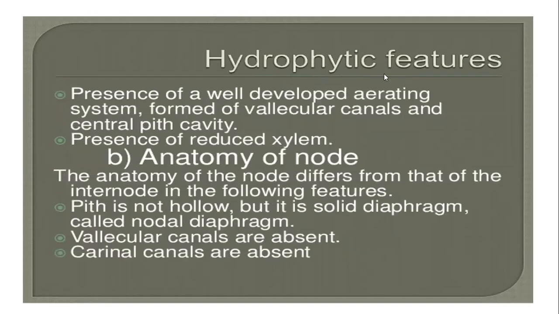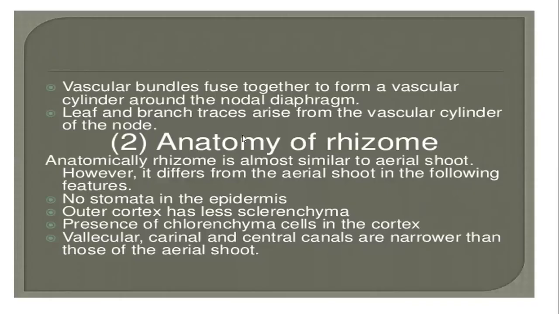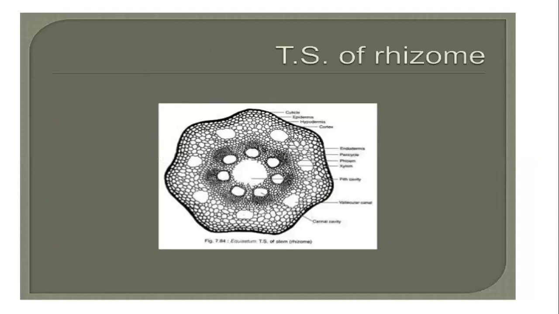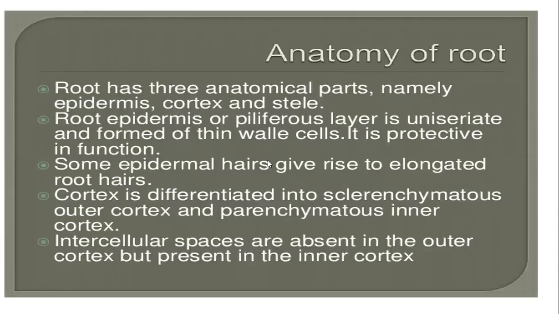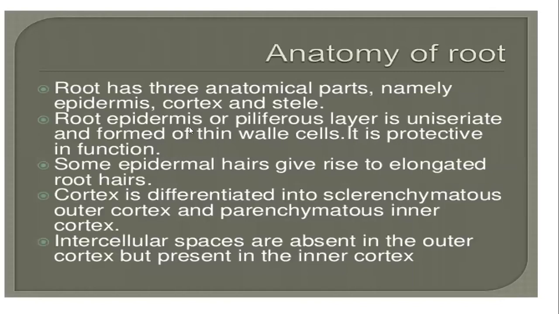Now, what are the hydrophytic features? Presence of a well-developed aerating system, which they call the vallecular canals, and the presence of reduced xylem. So that becomes a hydrophytic feature. This is also the same thing. Now, when you go for the anatomy of the root, you can look into this when we talk about the anatomy of the root.